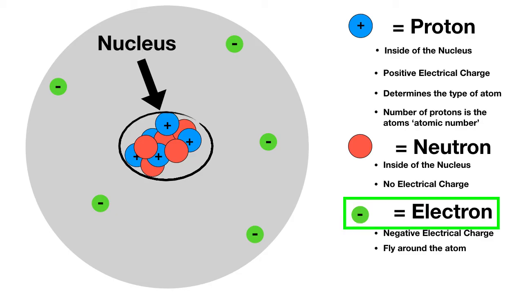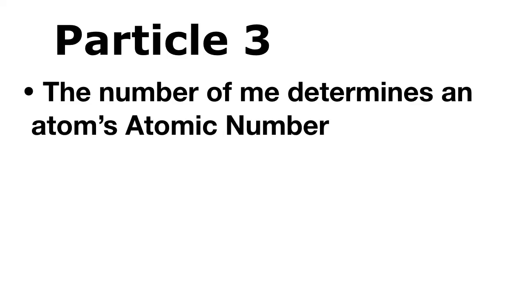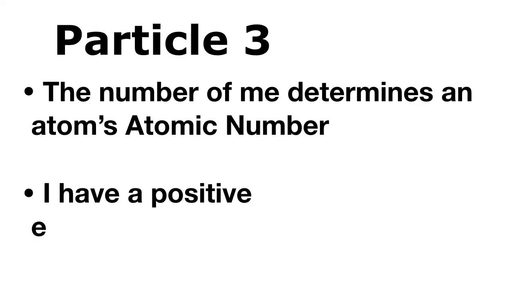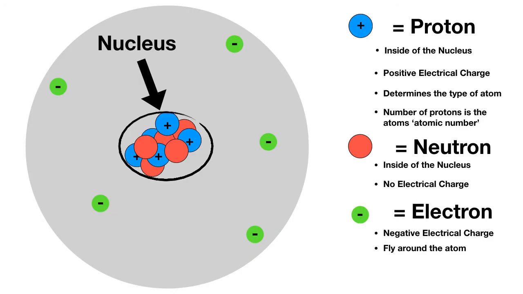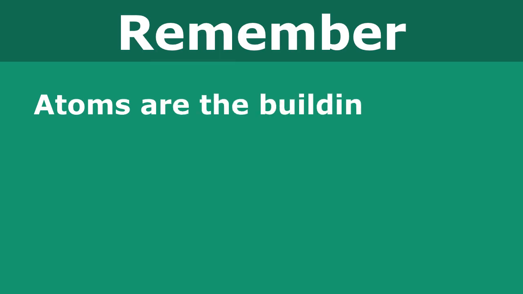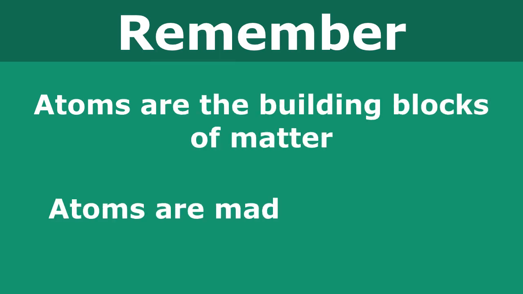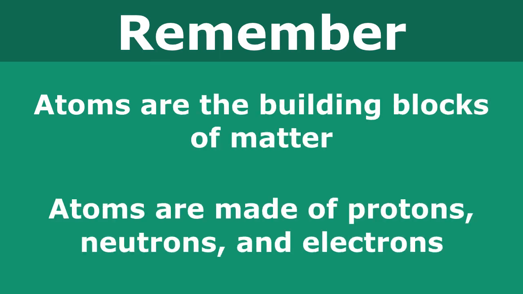Now here's the last type of particle. The number of this particle determines an atom's atomic number, and it has a positive electrical charge. What particle is this? Well, in an atom, the only particle with a positive electrical charge is a proton. We can also confirm that protons do determine an atom's atomic number. So this particle must have been a proton. From today, remember, atoms are the building blocks of matter, and atoms are made of protons, neutrons, and electrons.